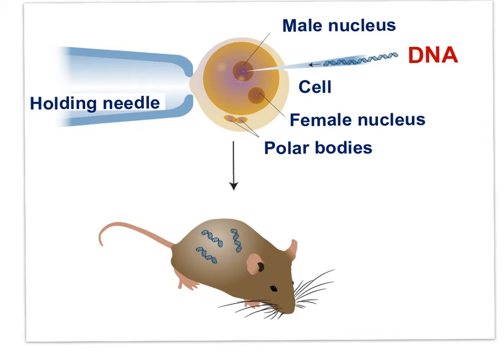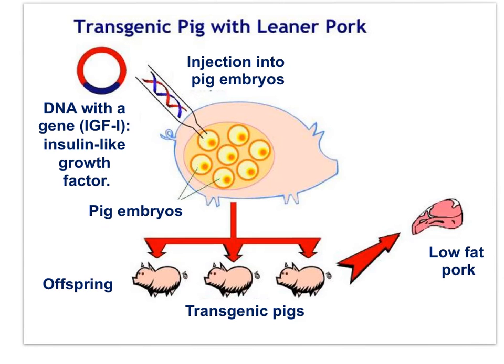Here we can see the microinjection of DNA into the nucleus of an embryo, resulting in a transgenic mouse. In this diagram, DNA with a gene for an insulin-like growth factor called IGF-1 is inserted into a pig embryo. The transgenic pigs produce less fatty muscle.